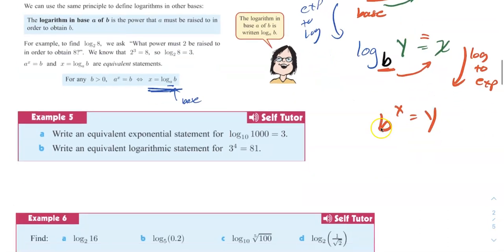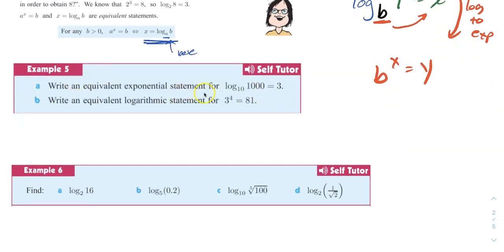So now that we have that, let's do an example. Write an equivalent exponent statement for log base 10 of 1,000 equals 3. So we can do A first. It's all about the base, right? Find the base. The base is 10. 10 to the third equals 1,000. Done. B. Write an equivalent log statement for this.